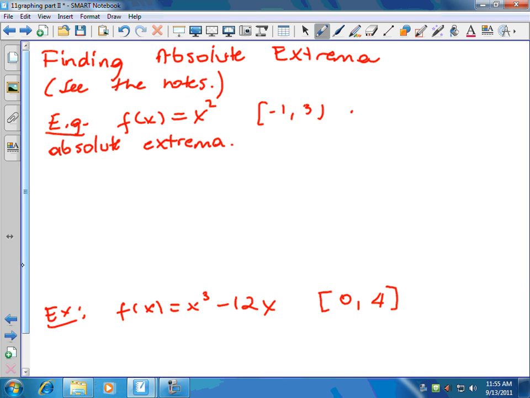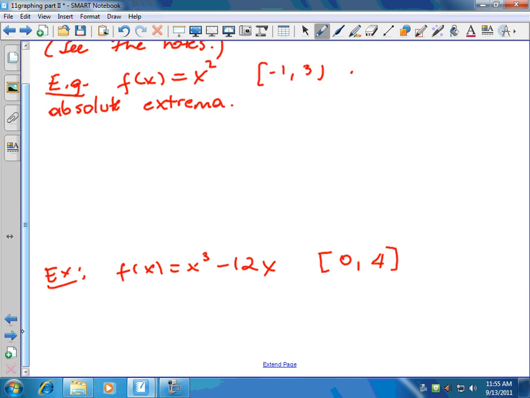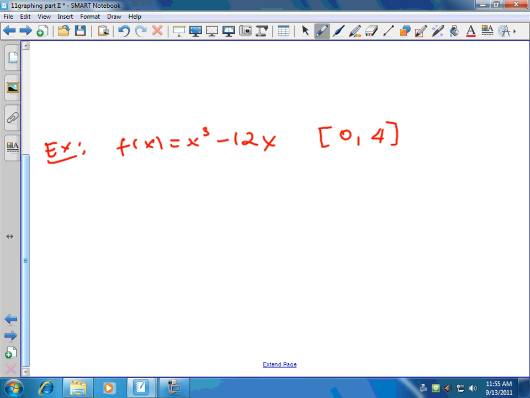And I will do the second one on this page. f of x equals x cubed minus 12x. The interval is from 0 to 4. The question is, find the absolute max and min for this function. So let's begin. First, we're going to locate the critical points. Set f prime equal to 0 for that. So 3x squared is 12, x squared is 4, x is plus or minus 2.